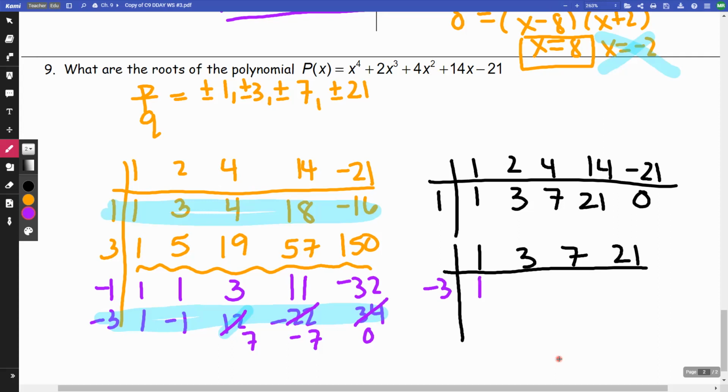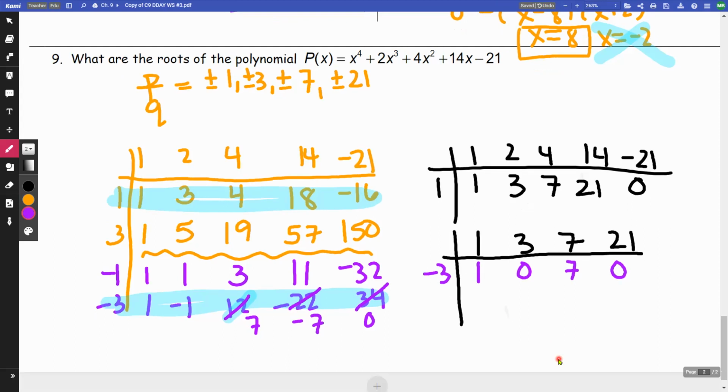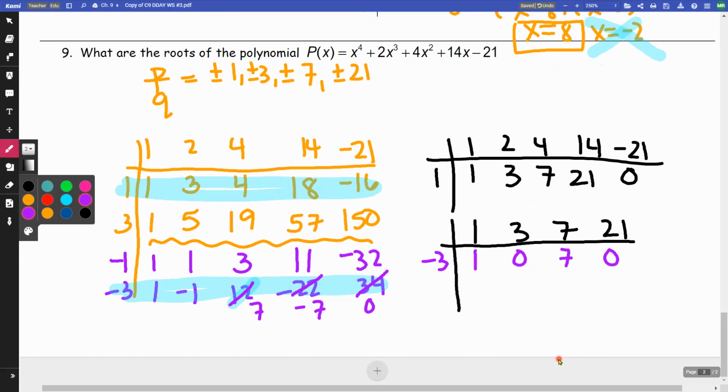Bring down my 1. 1 times -3 is -3. I add it to 3, 0. 0 times -3 is 0. Add it to 7, 7. 7 times -3 is -21. I add it to 21, 0. So at this point, I have 2 answers. One answer is x equals 1. One answer is x equals -3.